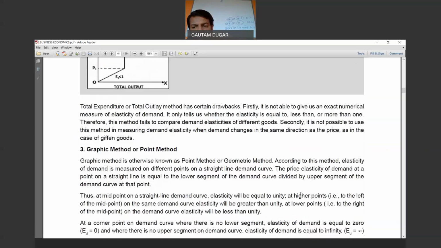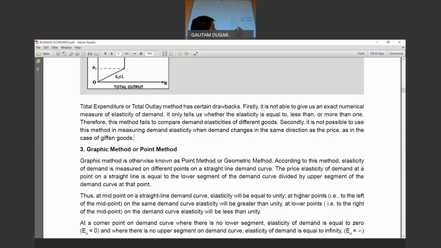And what is the point method? Point method is what? Again, relevant quite for the MCQs. On a straight line demand curve, elasticity of demand is measured as the lower segment divided by the upper segment. Lower segment of the demand curve divided by the upper segment of the demand curve.